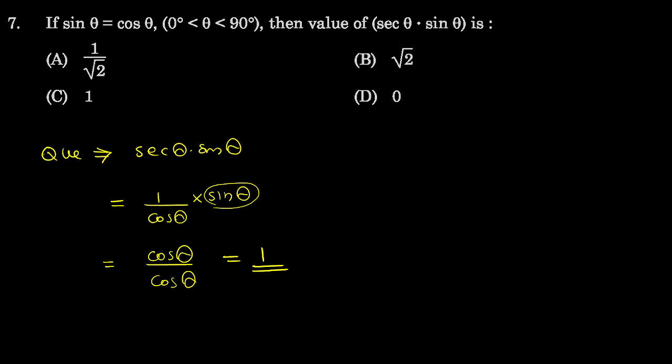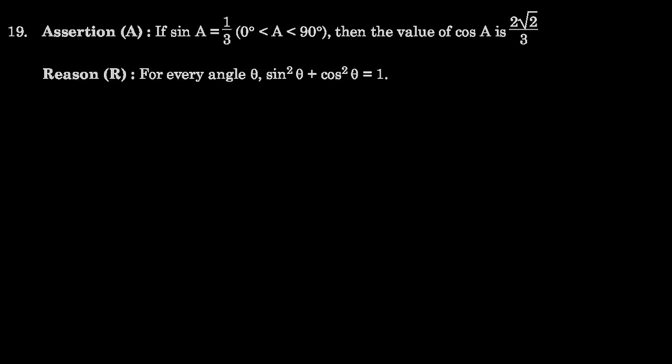So we can go to the next problem. Assertion reason. Sin A equal to 1 by 3. A lies between 0 degree and 90 degree. Then the value of cos A is 2 root 2 by 3.